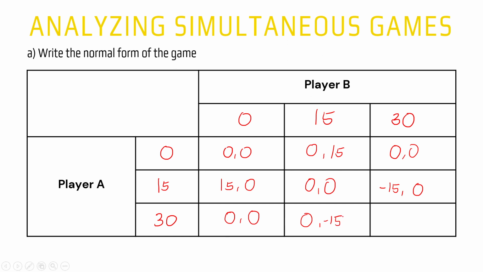And lastly, what if both players buy a $30 ticket? In that case, they will have to split the prize of $30, so each player will gain $15. However, they both spent $30 on their tickets, so the net payoff for each player is negative 15. So this is now the normal form of the game.